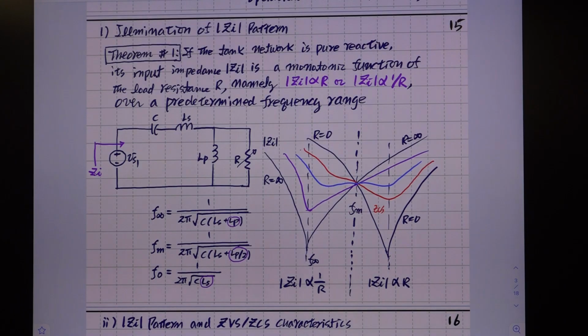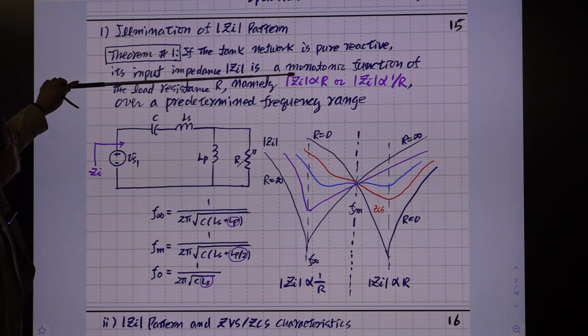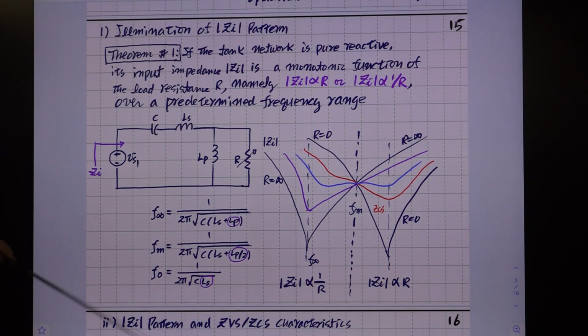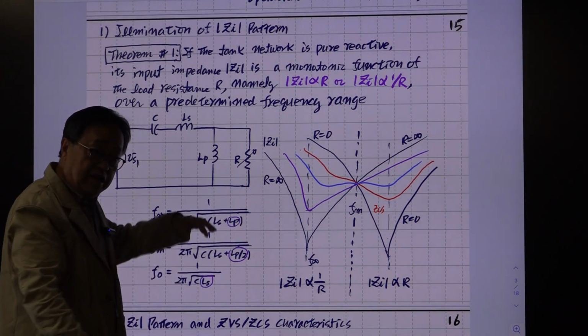All right. So, illumination of the GI pattern. I already explained the pattern of GI, but there is a theorem stating that. Theorem number 1: if the tank network is purely reactive, no resistance considered here, then its input impedance magnitude is a monotonic function of load resistance. This means if it increases with R, it keeps on doing that for the whole range of R. Okay? If the magnitude of GI is inversely proportional to R, it keeps on doing that.